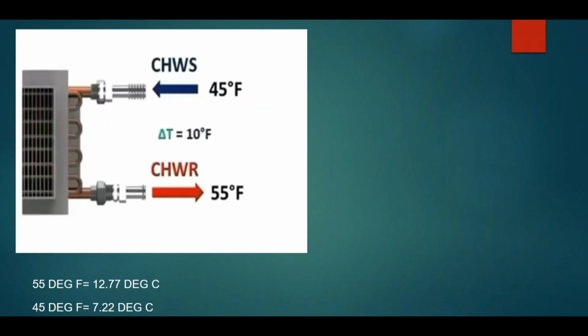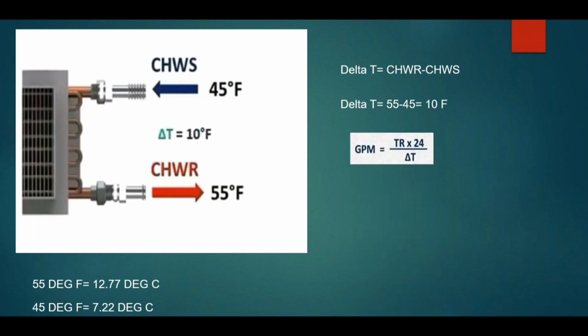Here the first delta T we know is 10 degree Fahrenheit, and we know the basic formula: GPM is equal to ton of refrigeration into 24 divided by delta T. For example, I considered the ton of refrigeration as 1 ton. So 1 ton into 24 divided by 10, the GPM for 1 ton will be 2.4 GPM. Now first we will see how this fixed value of 24 comes in this formula. After that, this is for the closed loop system, and for the open loop system we will also see how the different GPM values come.